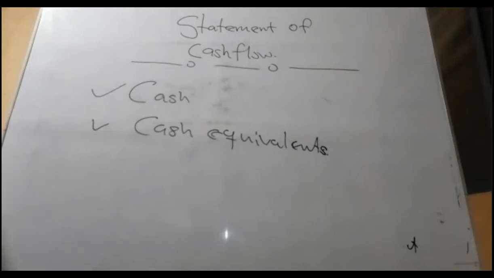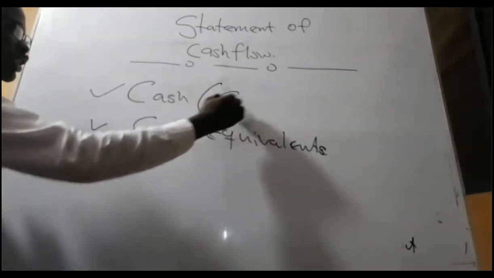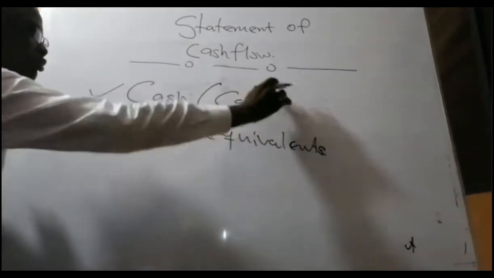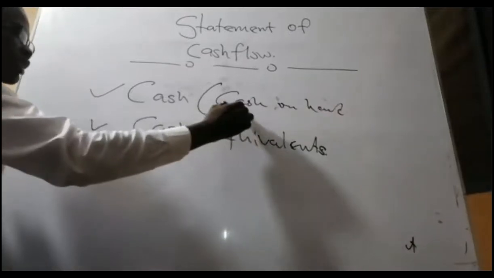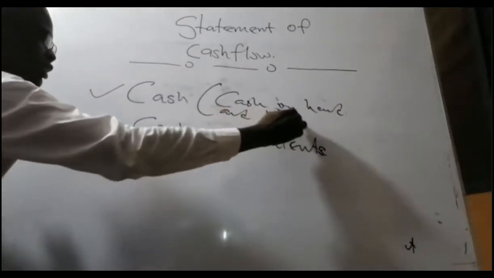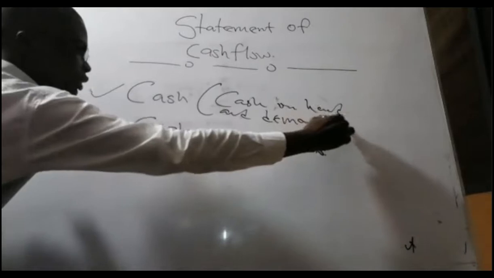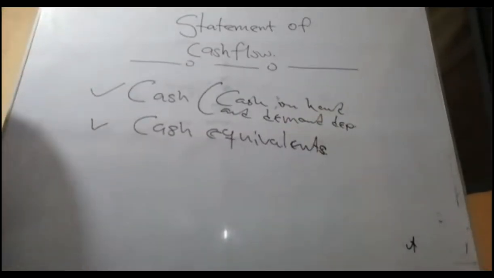So the current account must be the demand deposit. That's the cash. So in fact, just cash on hand and demand deposit. Good. So we are done.